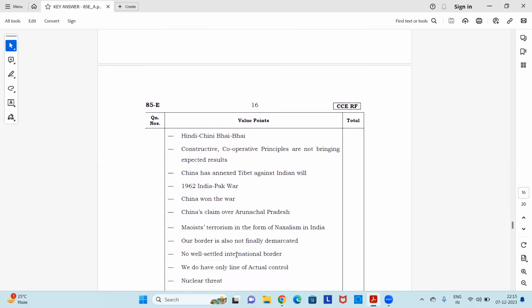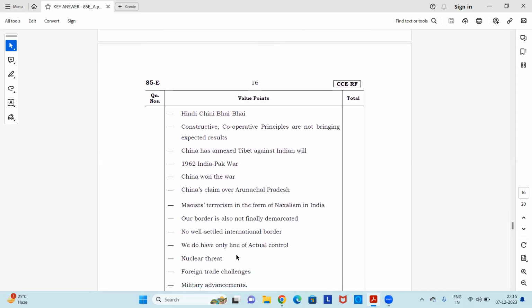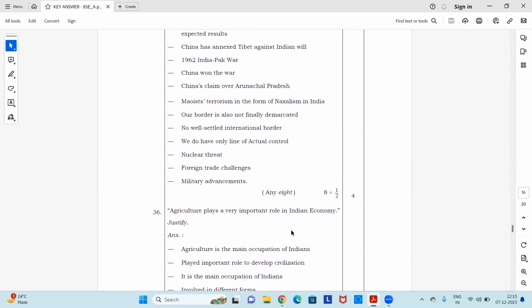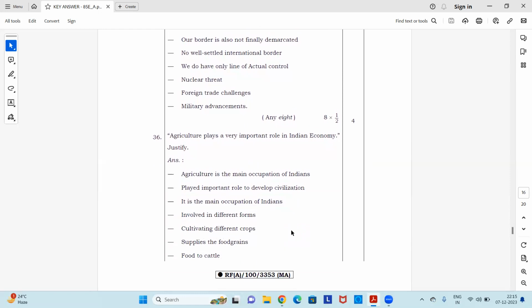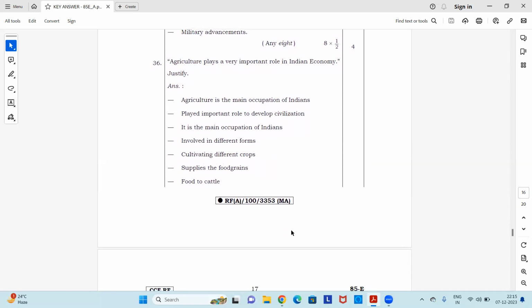China's claim over Arunachal Pradesh. Maoist terrorism in the form of Naxalism in India. Our border is also not finally demarcated. There is no well-settled international border. We have only the line of actual control, nuclear threat, foreign trade challenges, military advancements. So these are the points, and you can elaborate your answer. I hope this gives you an idea of how to write and learn the answers so that you can very quickly attempt all the answers.